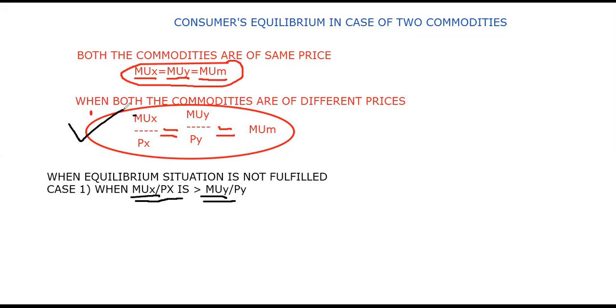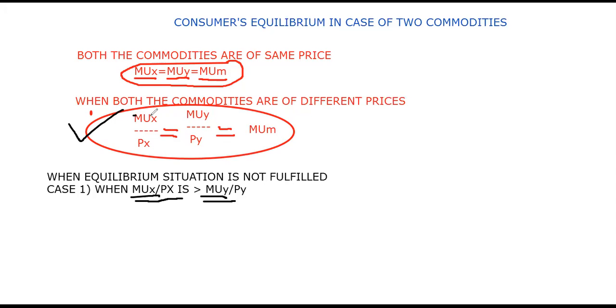Is it clear? How you are going to write it? The same way I'm explaining it. If there is a disequilibrium condition, you will be writing it according to the ordinal utility approach. When consumer's equilibrium is to be found out in case of two commodities, then this condition must be fulfilled: MUX upon PX is equal to MUY upon PY is equal to MUM. This condition must be fulfilled, right? And accordingly, MUX upon PX should be equal to MUY upon PY.